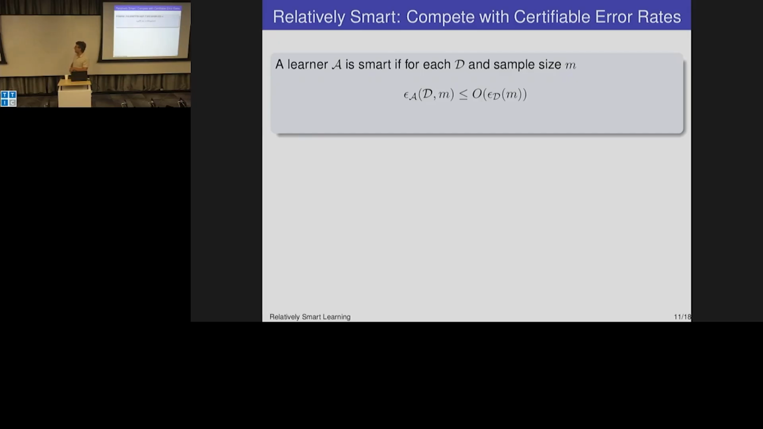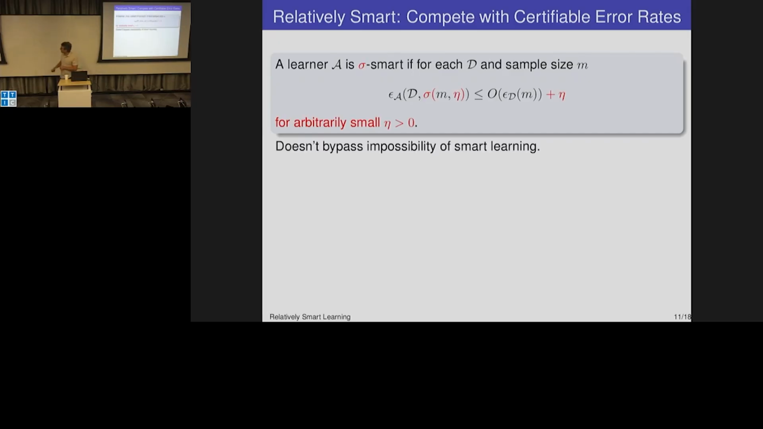I'm going to relax this a little bit. I'm going to do two steps of relaxation. First, I'm still talking about smart learning, but I'm going to allow some blow up in the sample complexity. I'm going to say a learner is sigma smart, where sigma is a function that measures a blow up in sample complexity, if when I give it sigma of m more samples, it competes with the distribution fixed learner with m samples. So think of sigma of m as being something like m squared, for example. But also for technical reasons, I'm going to allow an additional additive term eta, where the blow up depends on eta, and I want to allow an additive increase in the error of eta, as long as I can take eta to 0. This is just a technical thing, so you can think of eta always being equal to 0 and ignore it, but for technical reasons we need it.